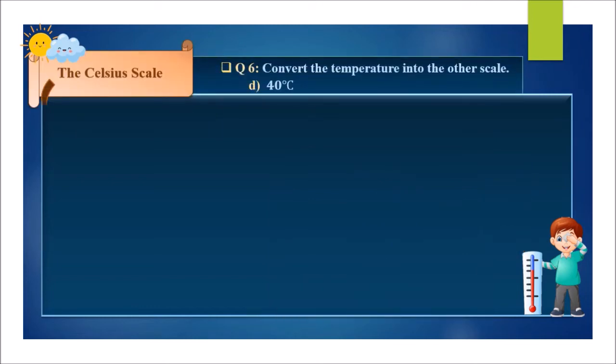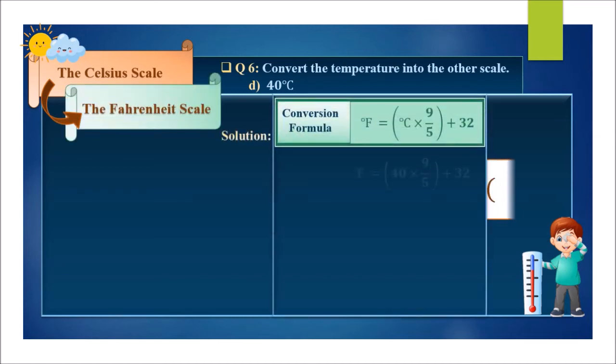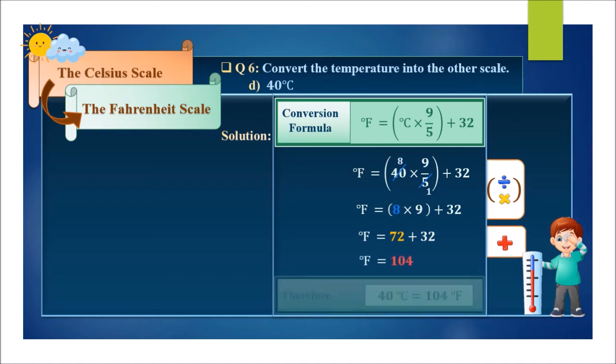Similarly, if we convert the temperature from Celsius scale to Fahrenheit scale, first we have to solve brackets, and in the brackets we have two operations, division and multiplication. Let's divide the given temperature by 5 and then multiply the quotient by 9. In the end, we have to add 32 to the product to get the temperature in degrees Fahrenheit.